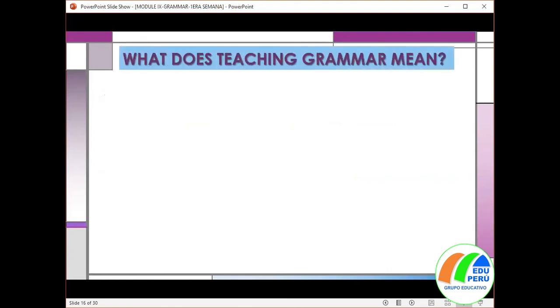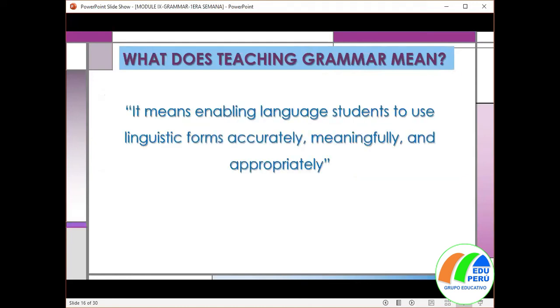Now, what does teaching grammar mean? Here you have, it means enabling language students to use linguistic forms accurately, meaningfully, and appropriately. So this is the purpose of teaching grammar: to make our students capable of using these linguistic forms accurately, meaningfully, and appropriately. This is again according to Larsen-Freeman. I'd advise you to check out these works of Larsen-Freeman. This person has a lot of interesting books.